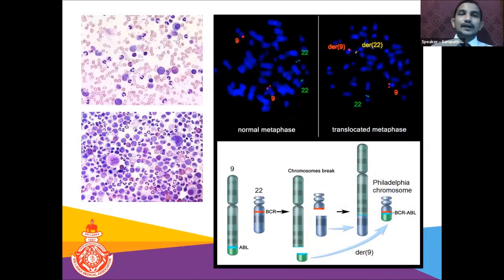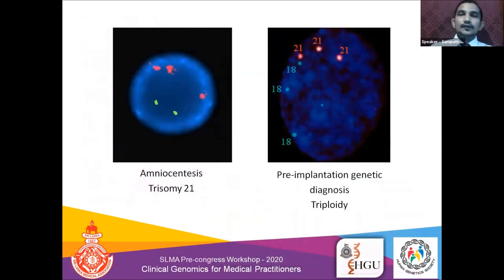So this is one of the very few instances that we learn about genetics in medical school when we were students about 10 to 15 years ago, where you see the translocation between chromosome 9 and 22 leading to BCR-ABL fusion and the formation of the Philadelphia chromosome in chronic myeloid leukemia. So this is also diagnosed using FISH technology. But the application of FISH is not only limited to hemato-oncology; it is also used in prenatal diagnosis and pre-implantation genetic diagnosis to detect chromosomal abnormalities.